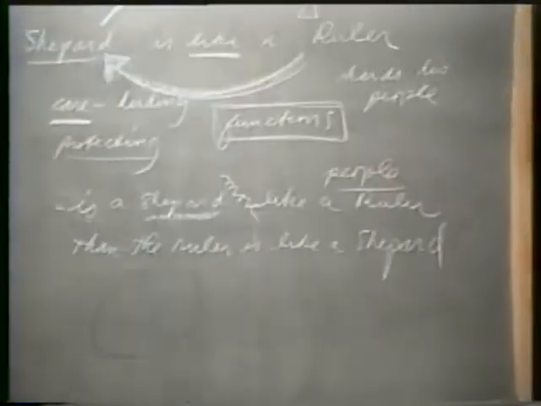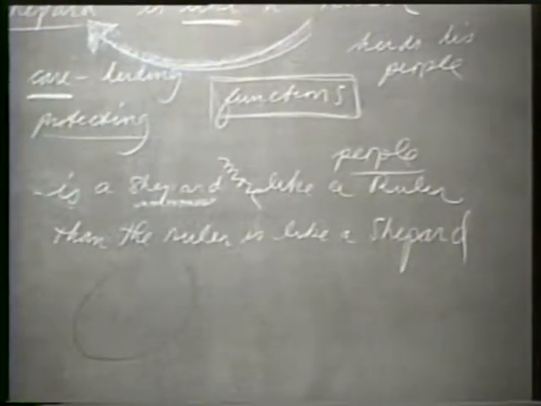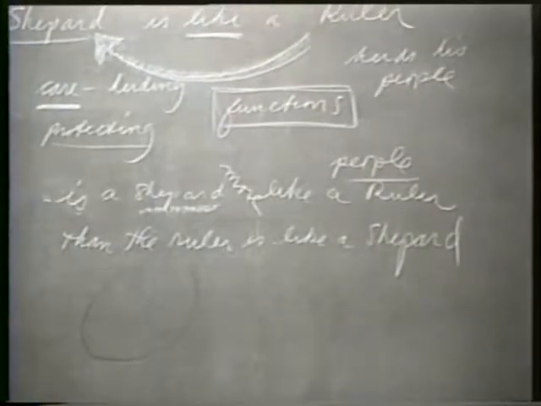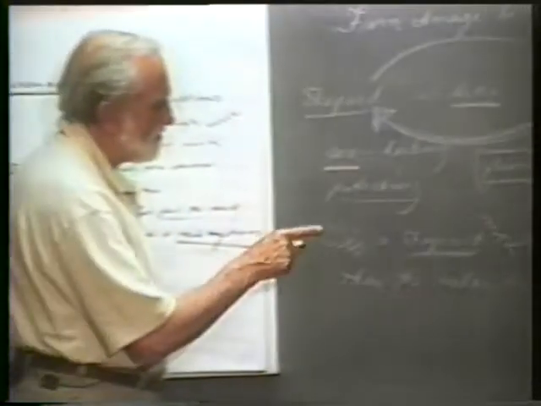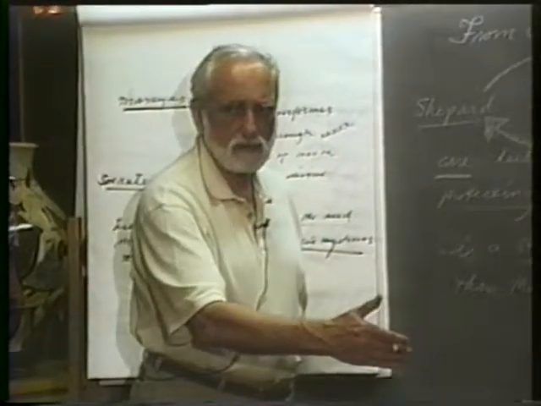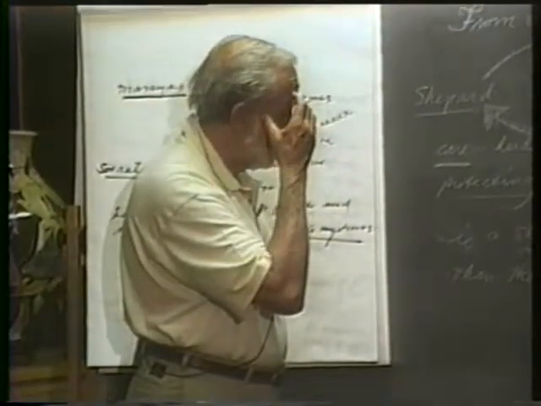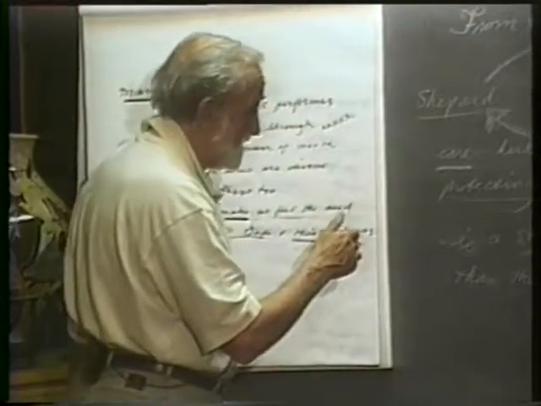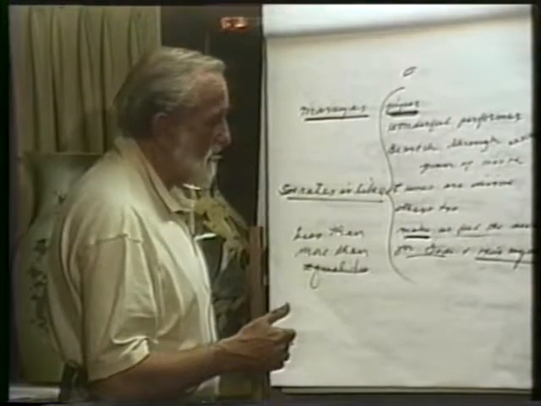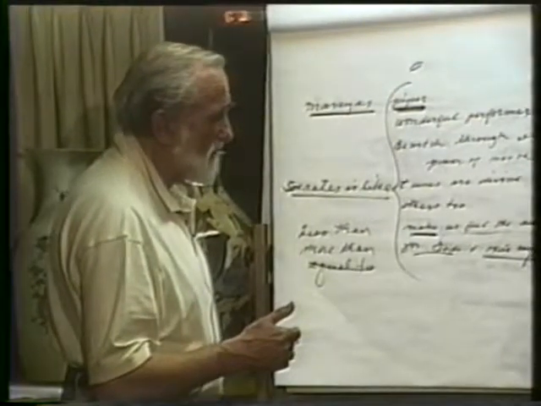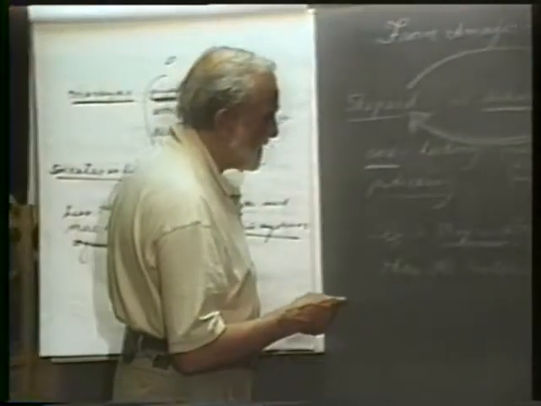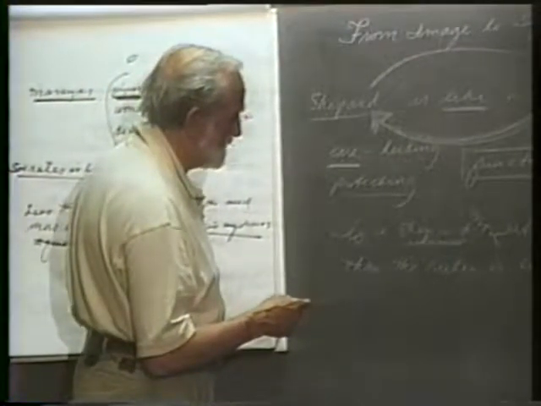As we think about this, this is studying relations. If a shepherd is more like, or to the degree that a shepherd is more like a ruler, then his sheep are going to have to become more like people. If the ruler is like a shepherd, then he too is going to have to find some similarities more on the side of the shepherd than in ruling.